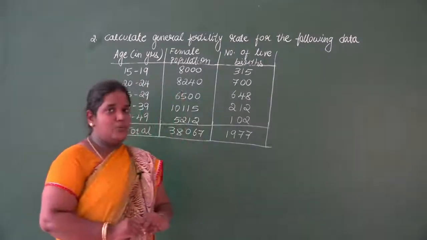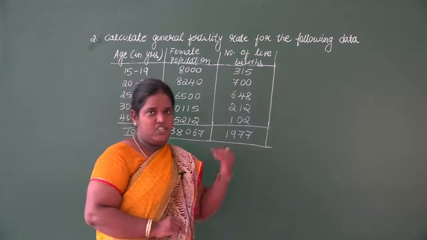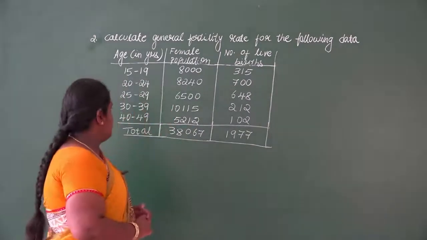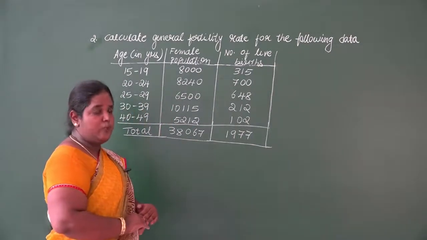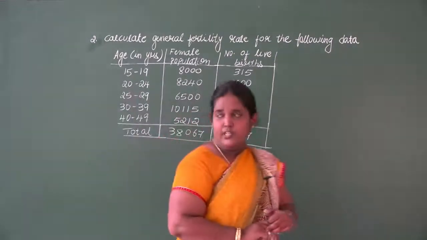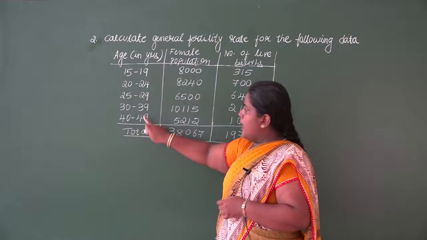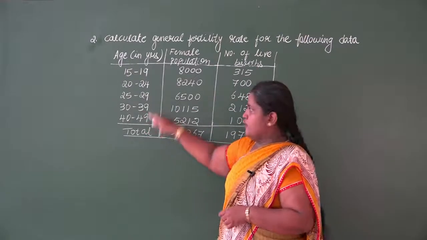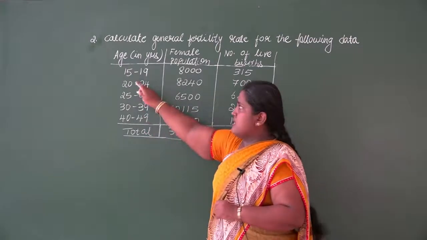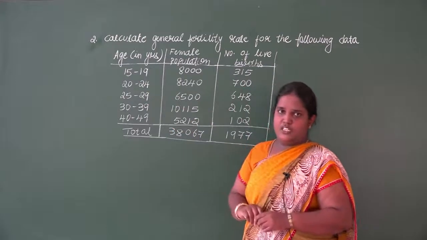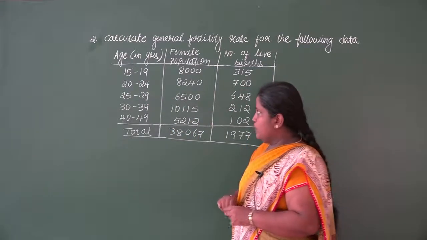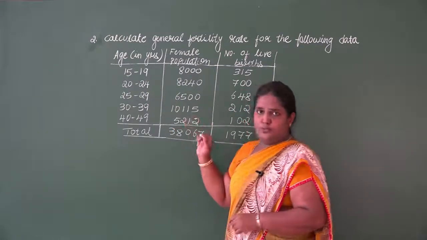Okay, now we'll start with the second problem. Calculate GFR for the following data. Again, first check the age group given. Here it is from 15 to 19 up to 40 to 49. We go up to 49 and the starting age group is 15, so it is again the childbearing age group itself. So we can directly do the problem.